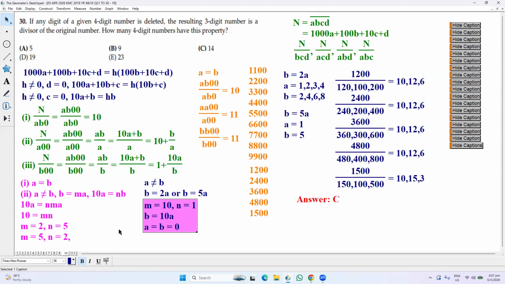Maybe in your mind, you ask, hey, what about 10 times A? Then B is 10A. How can B be 10A? B is a digit. It cannot, unless A is 0. Then A is 0, B is also 0, and our number is 0000. That's trivial. Okay, so it's good to question: why no 10 times A?